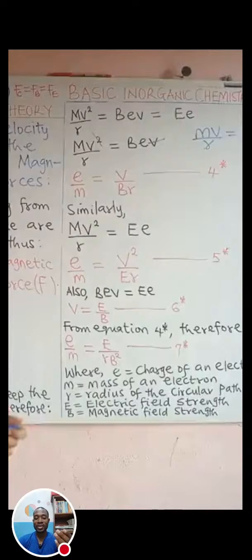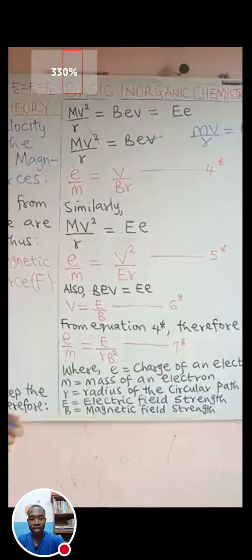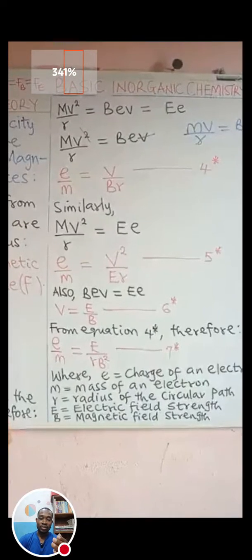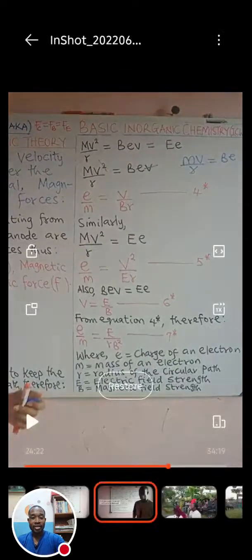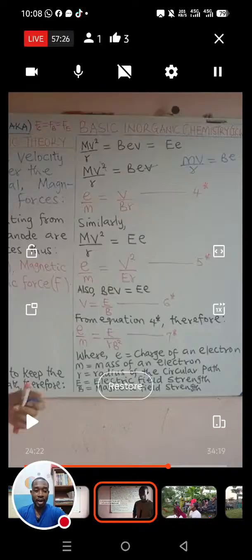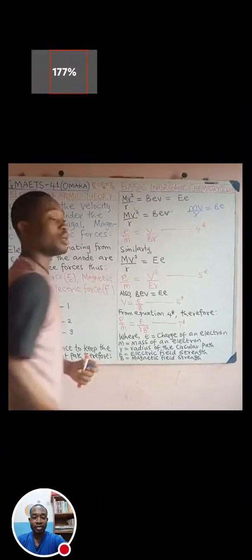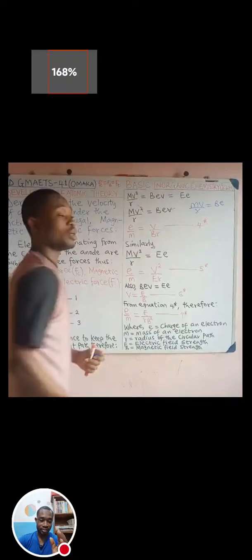So you can just look at that equation 6 asterisk. If we know the value of the electric field, also called electric field intensity, and we know the value of the magnetic field, also known as magnetic flux density, we can calculate the velocity of an electron in a field simply by dividing the electric field by the magnetic field. All right, so this is much about this concept of the development of atomic theory.